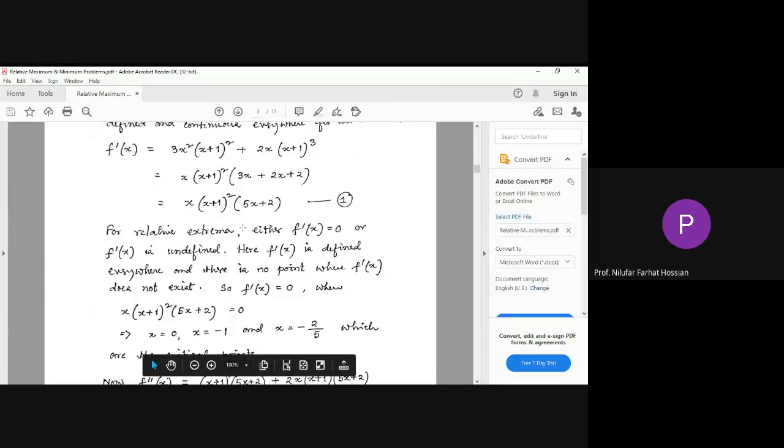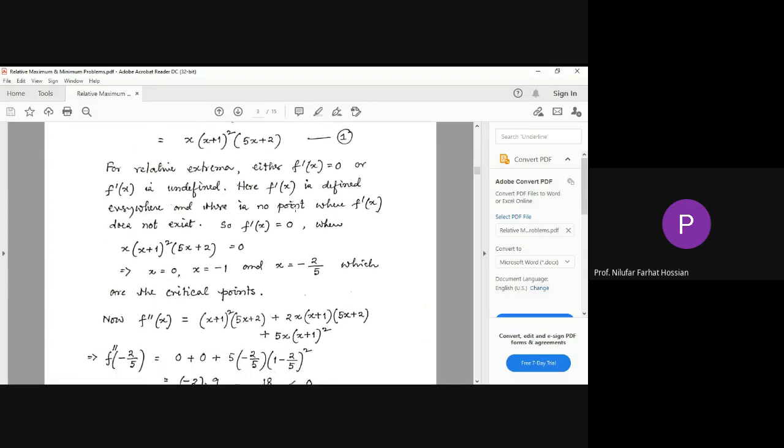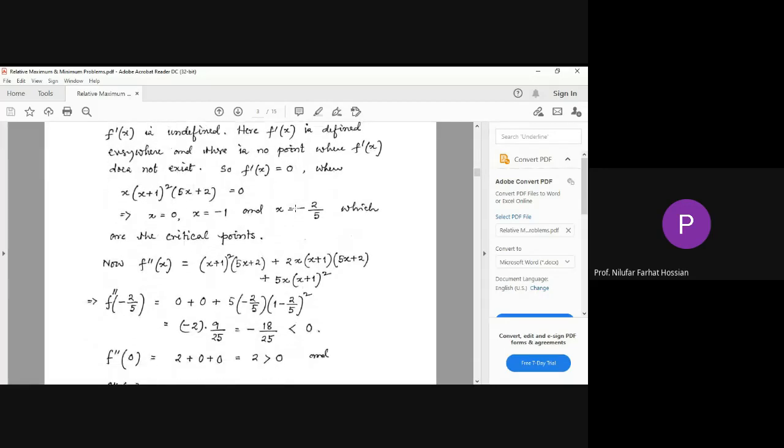And let us check, is there any point where f prime x is undefined? No, because f prime x is defined everywhere because this function is continuous everywhere. It is a polynomial function. So we are getting here 3 critical points.